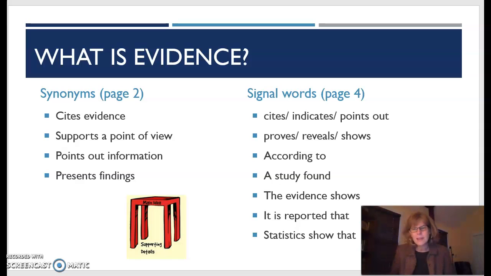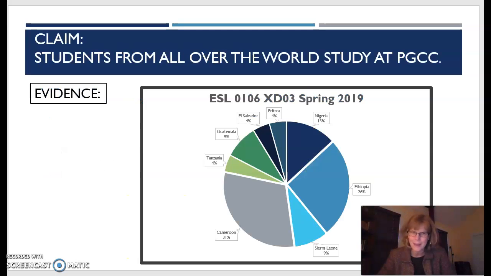So hopefully you can see that in this first skill that we're looking at, claims and evidence, we're looking at words, vocabulary, that really help us see where the writer's claim or central idea is and where the writer's evidence or supporting points might be. Let me give you some examples.